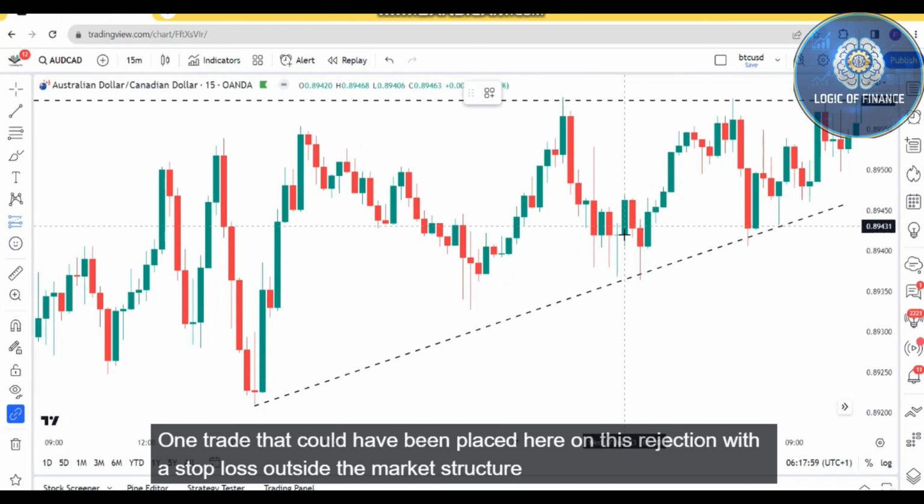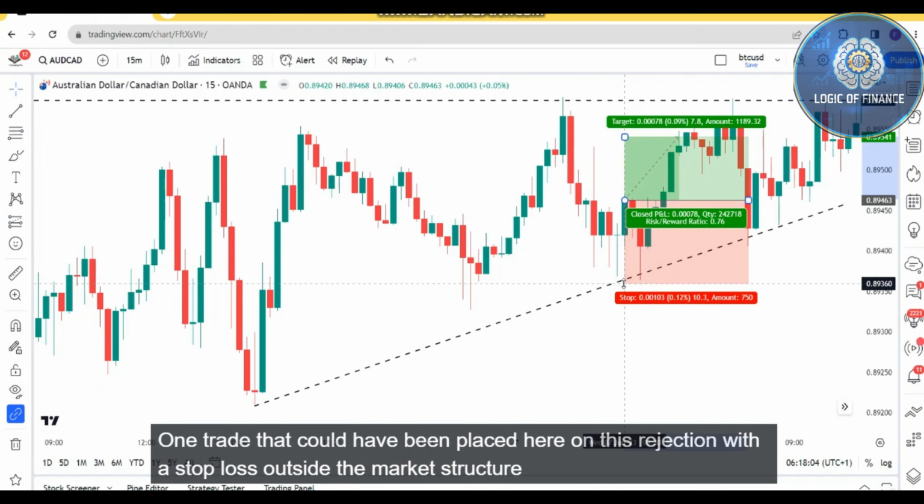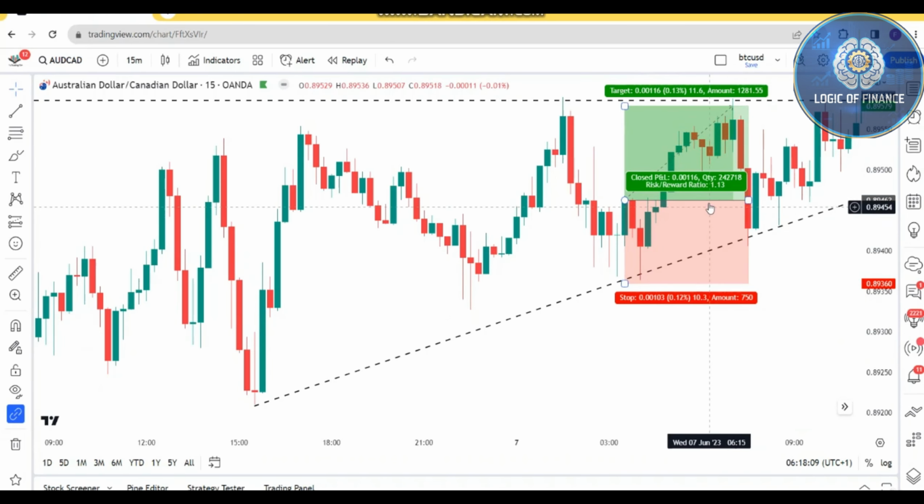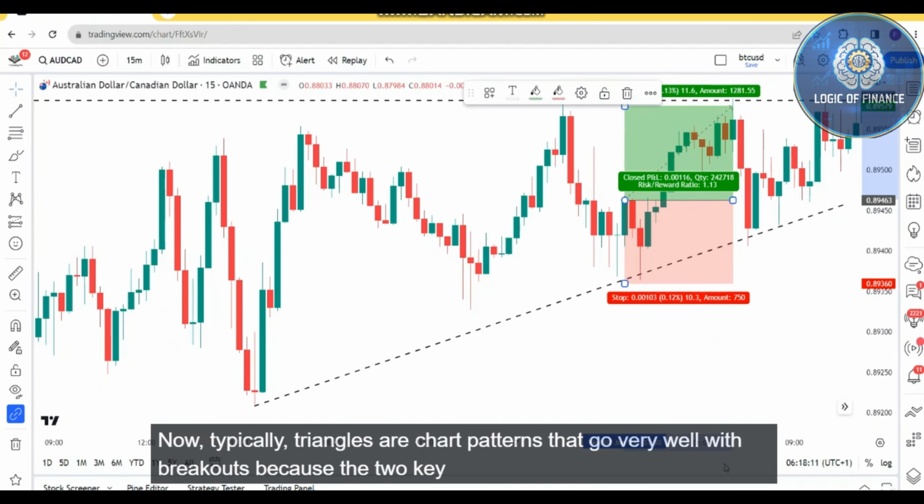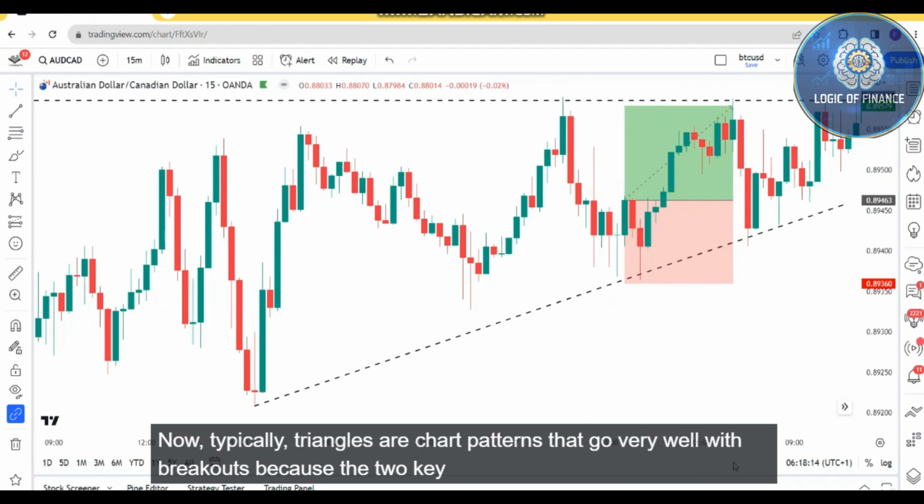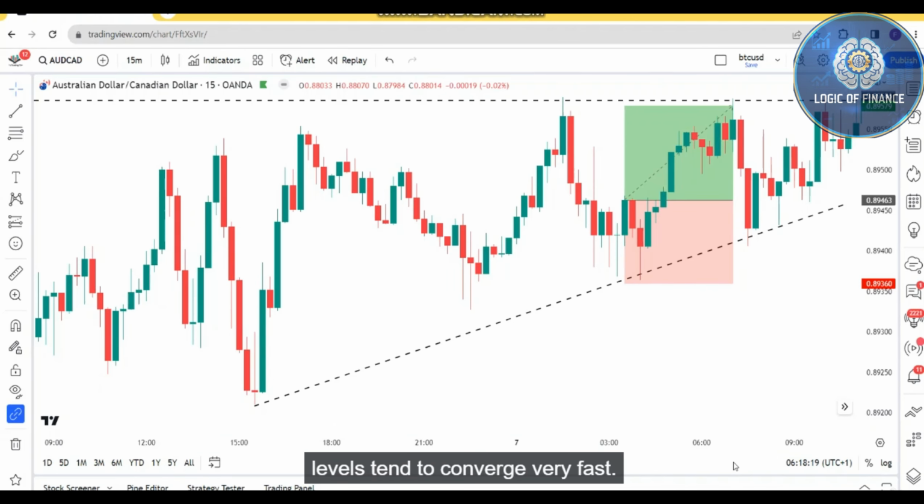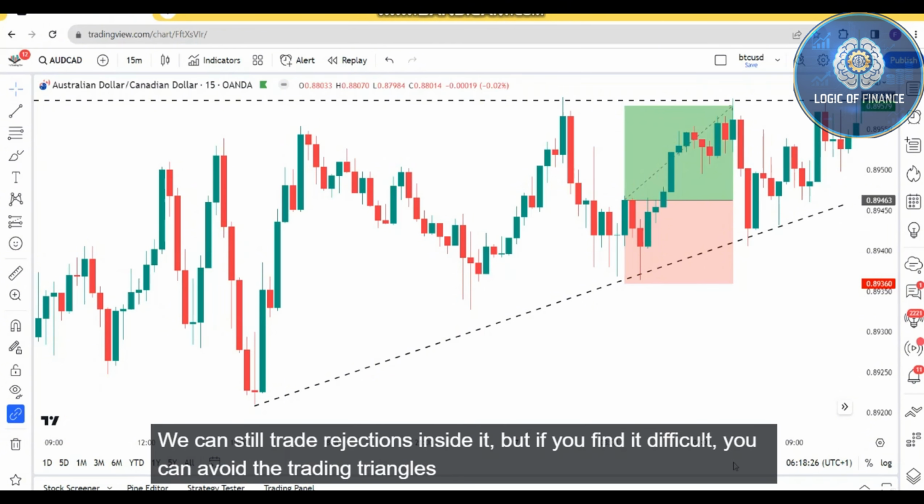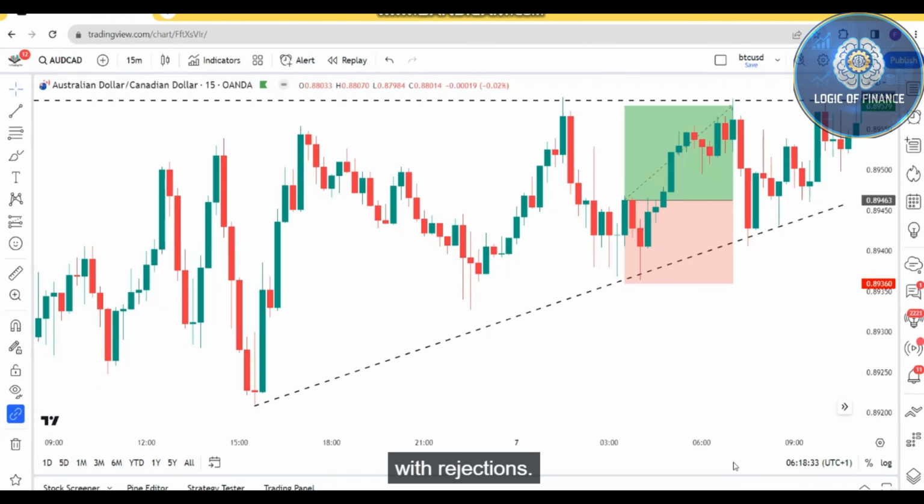One trade that could have been placed here on this rejection with a stop loss outside the market structure and the take profit inside the market structure. Now, typically, triangles are chart patterns that go very well with breakouts because the two key levels tend to converge very fast, and at one point we will have a breakout of the market structure. We can still trade rejections inside it, but if you find it difficult, you can avoid trading triangles with rejections.